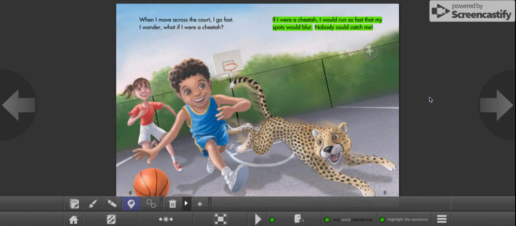So there you have it, online annotating. Using the same book, it's now going to be your turn.